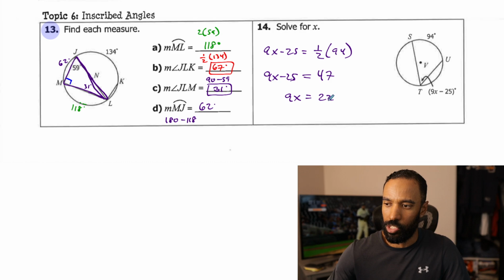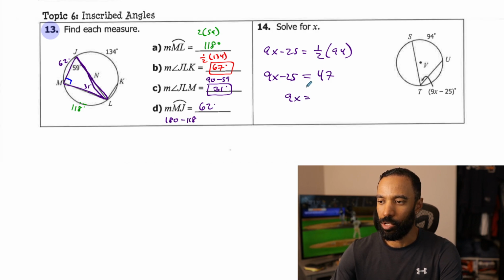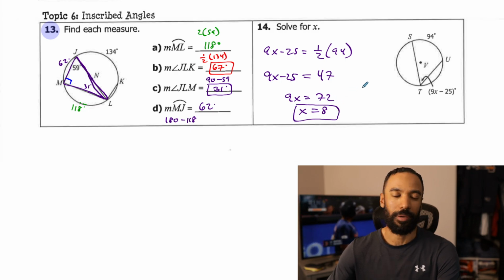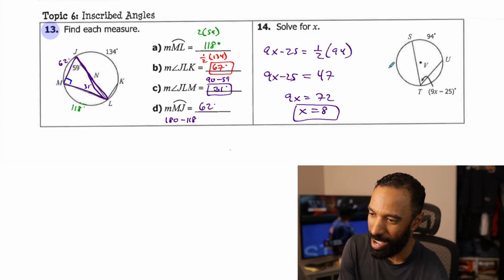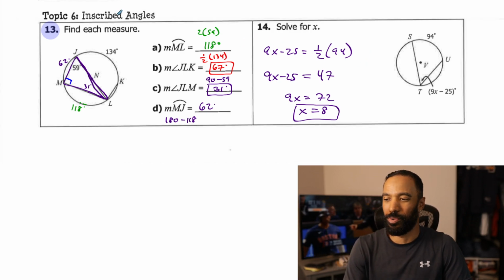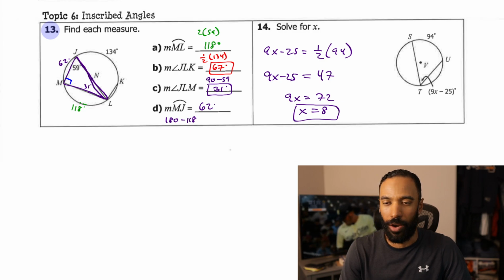9x equals 22. Oh, no, it's not. Let's go a little more slowly, shall we? 9x equals, add 25, 72, and x equals 8. The only thing that brought me a pause was that 22 couldn't divide by 9. Not to say you can't have that answer, but I questioned it for a second. And I was right too. x equals 8.